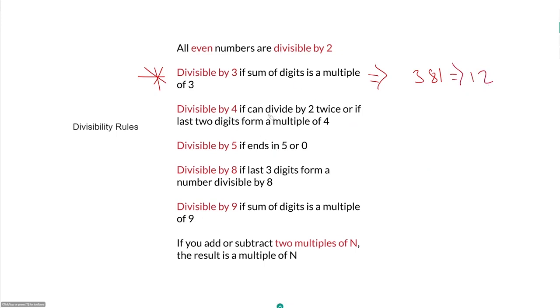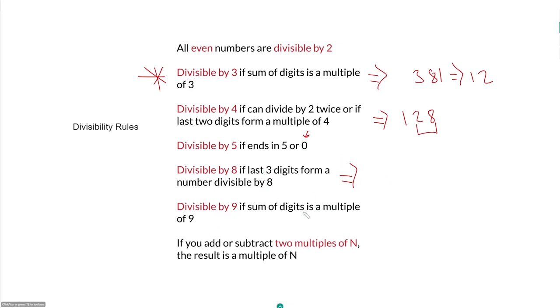A number is divisible by 4 if you can divide by 2 twice, or if the last 2 digits form a multiple of 4. So something like 128, because 28 is 4 times 7, therefore 128 must be divisible by 4. A number is divisible by 5 if it ends in a 5 or a 0. It's also true that if a number ends in a 0, that number is going to be divisible by 10. A number is divisible by 8 if the last 3 digits form a number divisible by 8. This rule I use less just because there are fewer opportunities to use it. You need a number that is at least 3 digits, but you can use this as well.